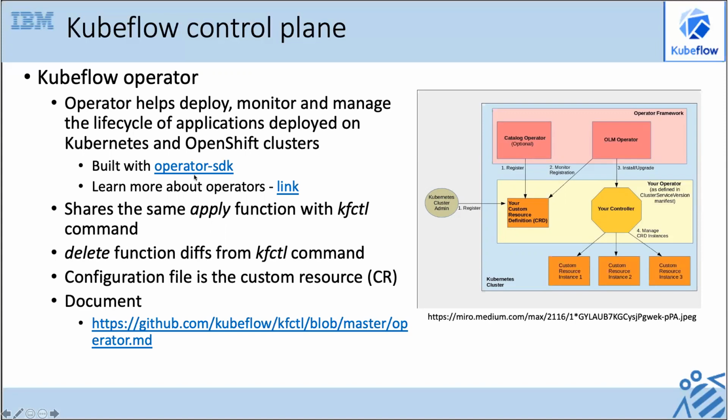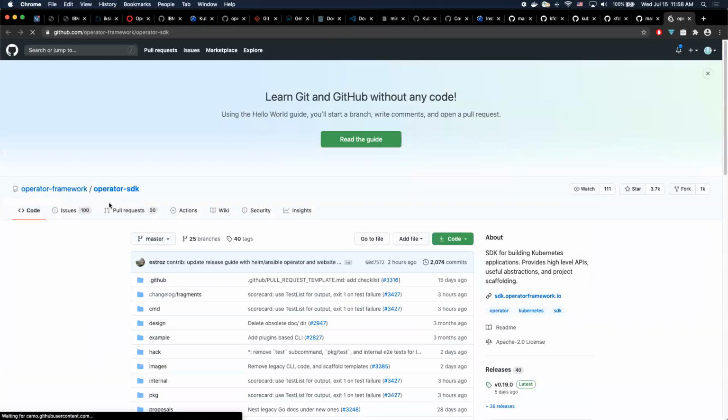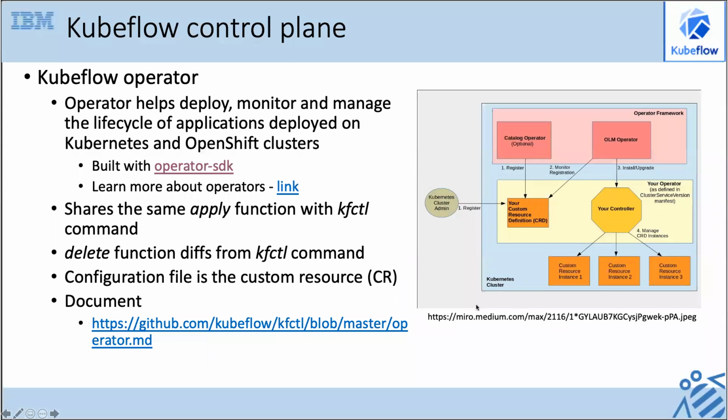The Kubeflow operator we built is built with the operator SDK, and operator SDK is under the operator framework. It's part of the Red Hat's open source project. I don't want to go into detail on that. If you want to learn more about operators, you can go to the link in the OpenShift container platform documentation. What we did with the Kubeflow operator is that we use the same apply functions that the kubectl command line is using. This makes it very consistent, and because we're using that, we can use the same kfdef configuration as the custom resource to deploy Kubeflow, so we don't need to create our own custom resource info, right?